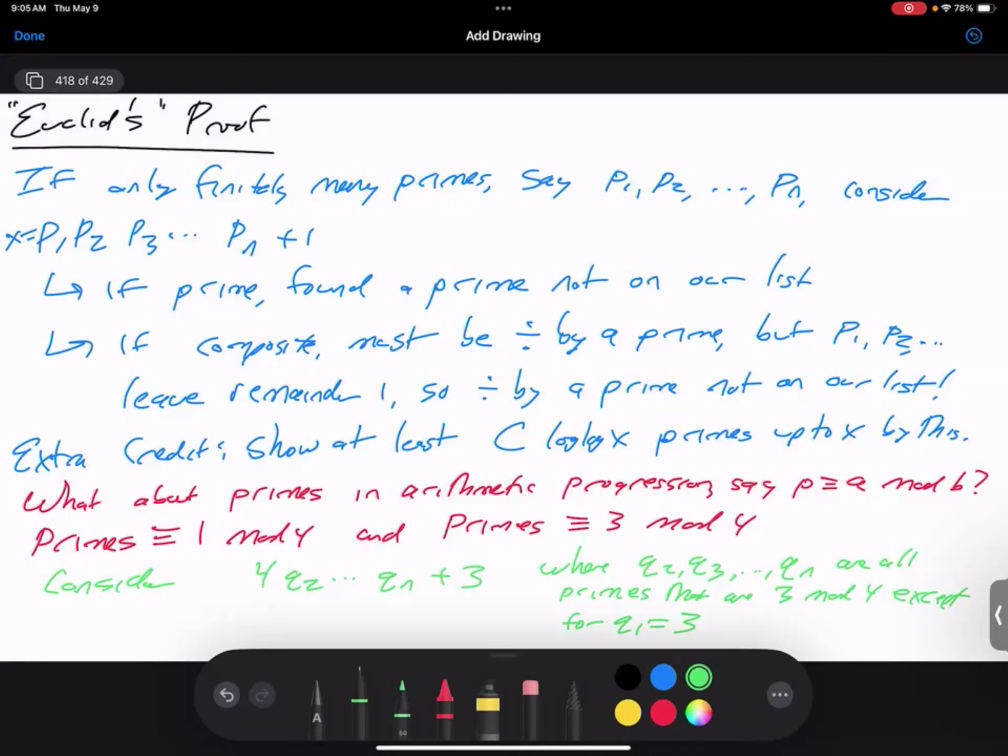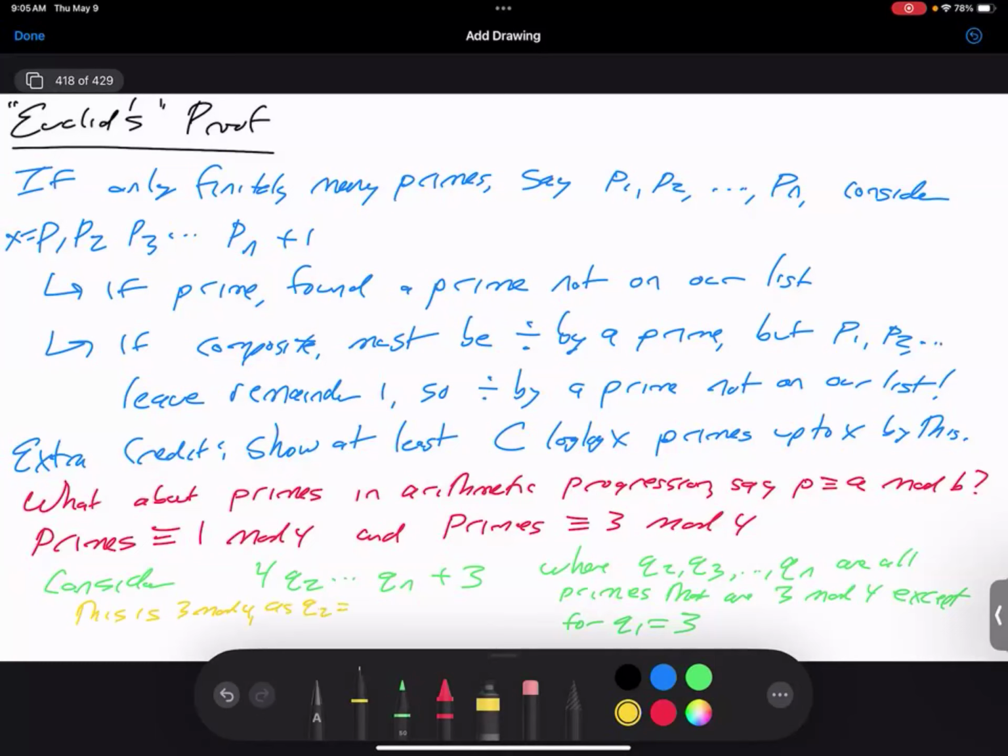The only way it could be divisible by 3 is if there's no other primes that are 3 mod 4. Is there another prime that's 3 mod 4 other than 3? 7. So we know that this is not divisible by any prime 3 mod 4. So this is 3 mod 4.